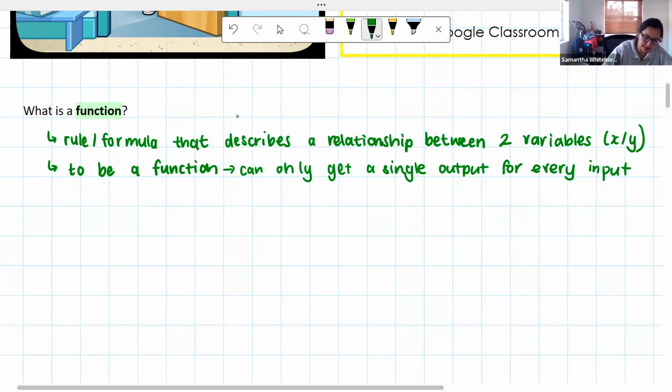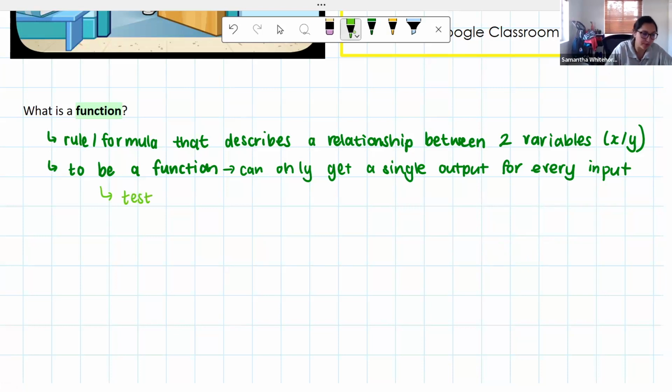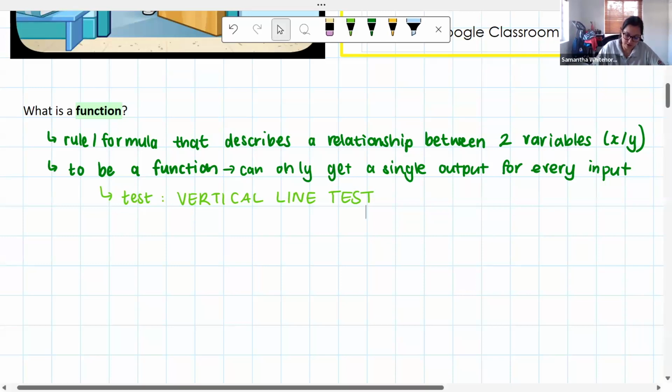So in order for us to test whether or not something is a function, so to test whether or not they do have a single output for a given input, we use what we call the vertical line test. And it's really not very sophisticated at all. I'll show you as we do some examples, but if it passes the vertical line test, it means that we have got a function.